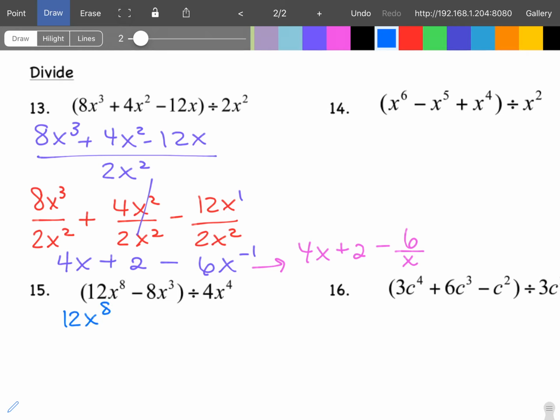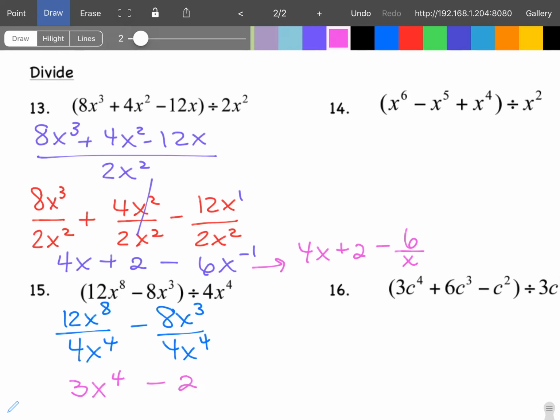I'm going to take the 12x to the 8th power divided by 4x to the 4th minus 8x cubed divided by 4x to the 4th. And I'm going to take these one step at a time. So 12 divided by 4 is 3. Subtract the exponents and we get x to the 4th. Minus 8 divided by 4 is 2. And then 3 minus 4 would be a negative 1. So we can write it this way. Or you can write it as 2 over x at the end.